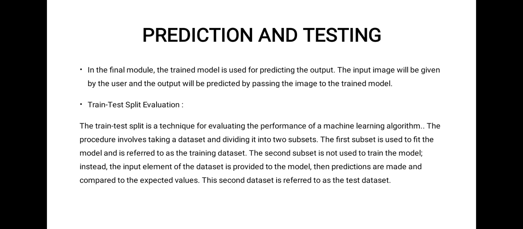The next module is prediction and testing. This is the final module. The trained model is used for predicting the output. The input image will be given by the user, and the output will be predicted by passing the image to the trained model. Train test split evaluation.